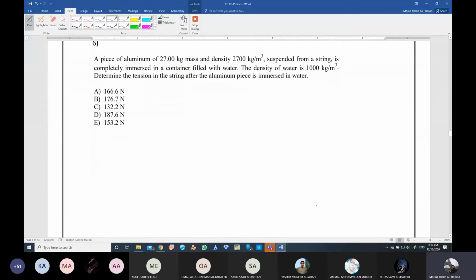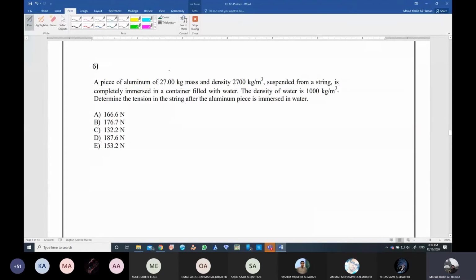One more question. A piece of aluminum of 27 kilogram mass, so this is the mass, and the density rho of aluminum is 2,700 kilogram per cubic meter, suspended from a string, is completely immersed in a container filled with water. Which means I have a container filled with water, and here we have a piece of aluminum suspended by a string. The density of water, rho of water, is 1,000 kilogram per cubic meter. Determine the tension in the string after the aluminum piece is immersed in water.